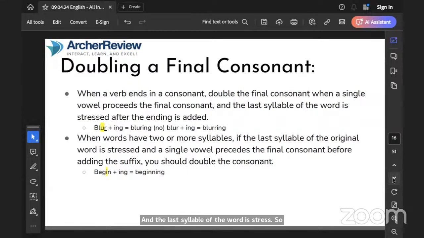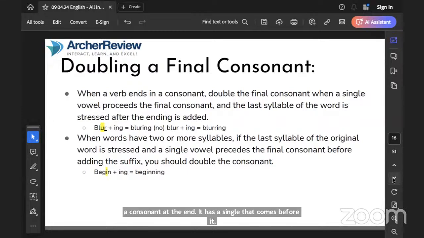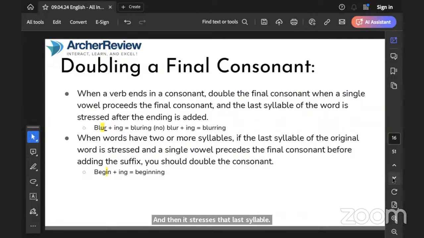So this is where you have to think about not only consonants, but now you've got to think about what the syllables sound like. So, blur. Hear how at the end of that word we really enunciate and stress that R, blur. So you wouldn't spell it BLURING because it hits all those criteria. It has a consonant at the end. It has a single vowel that comes before it. And then it stresses that last syllable, so I'm going to double that consonant that comes at the end. And I'll have blurring, BLURRING.